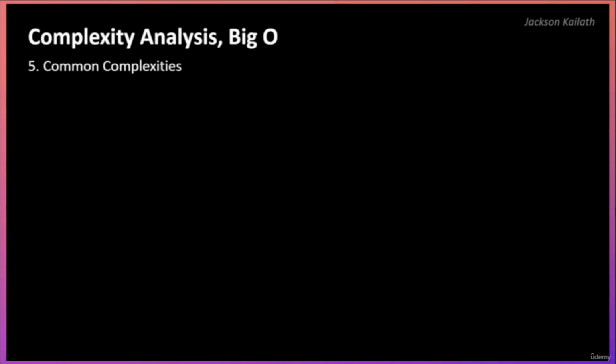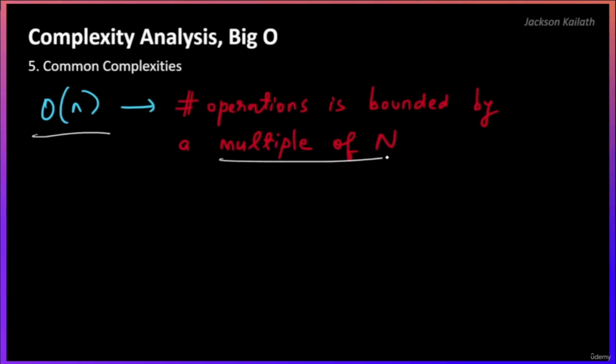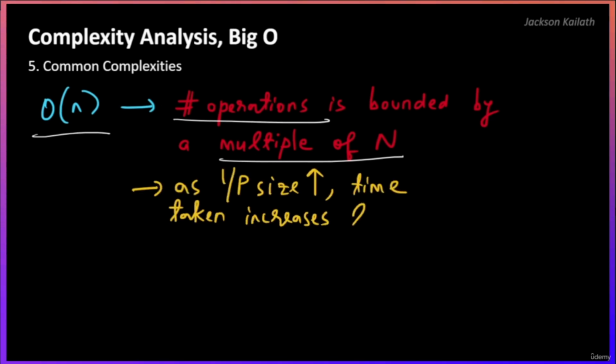Now let's say we have identified that the time complexity of an algorithm is O of n. Now, what does this mean? Let's try to think of this from multiple angles. One thought can be that the number of operations is bounded by a multiple of n. All right, so it can be 1000n or a constant times n. Now, you can also think of it in this manner. As the input size increases, the time taken increases linearly.